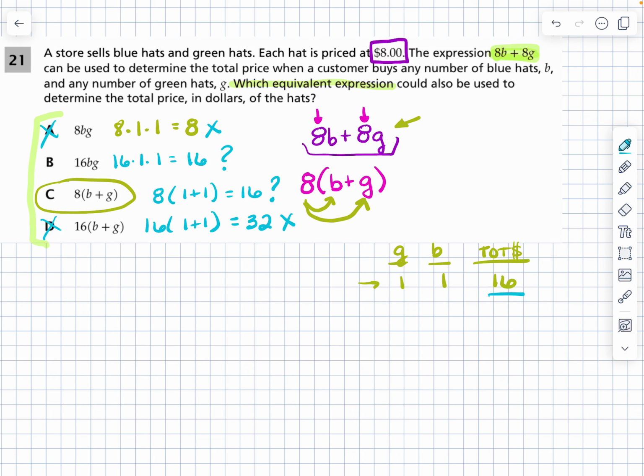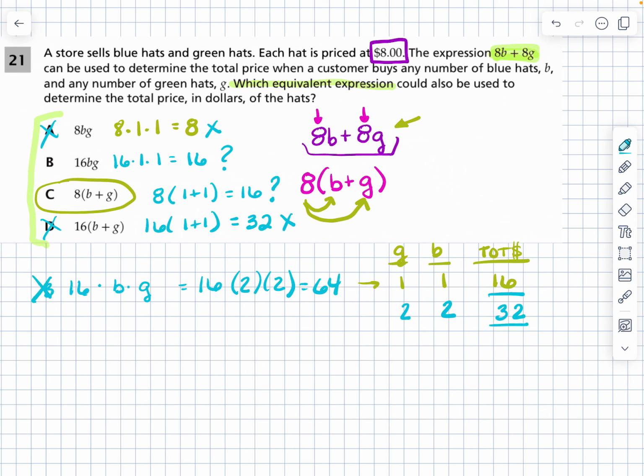So let's change this to 2 and 2. If I buy 2 green and 2 blue, that's going to be $16 plus $16. That's going to be $32. Okay, so now let's try the B option again. 16 times B times G. So now we have 16, and blue and green are both 2, so it's going to be times 2 times 2. I did not need to put them in parentheses, but I did. So 16 times 2 is 32, and 2 times 32 is 64, but we're expecting 32, so B does not work.